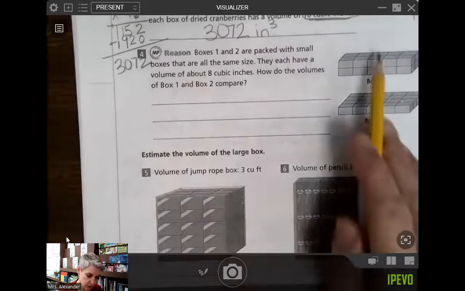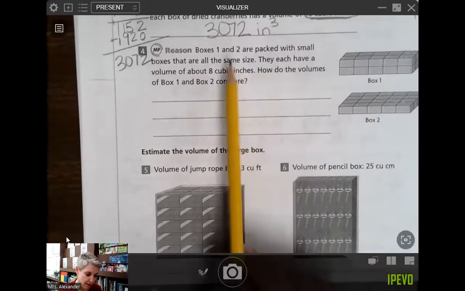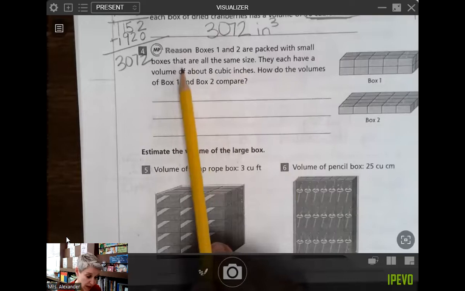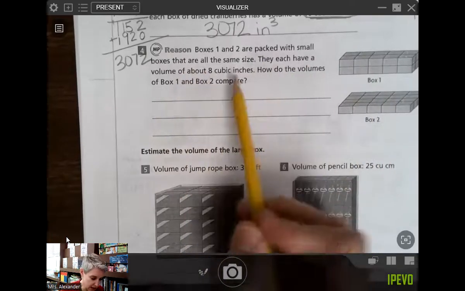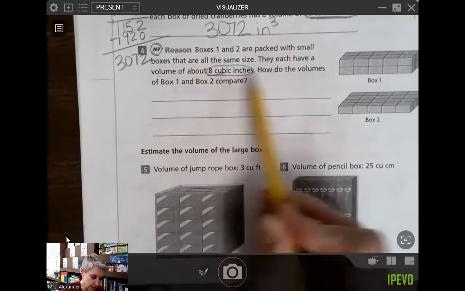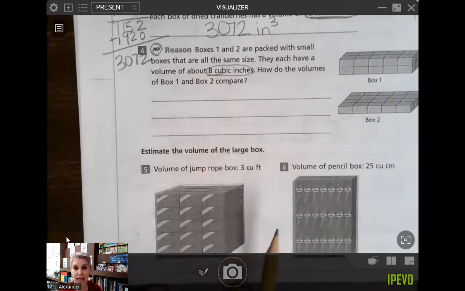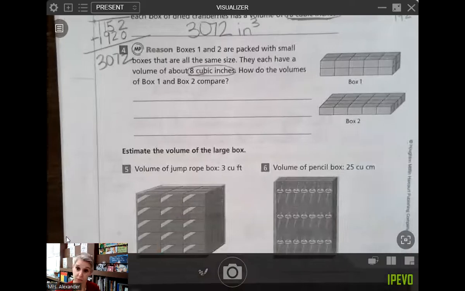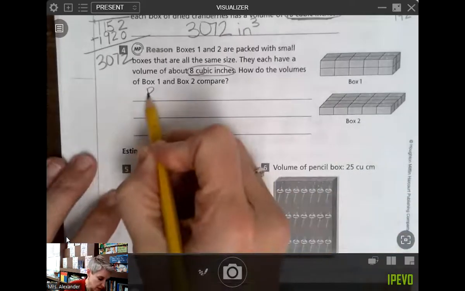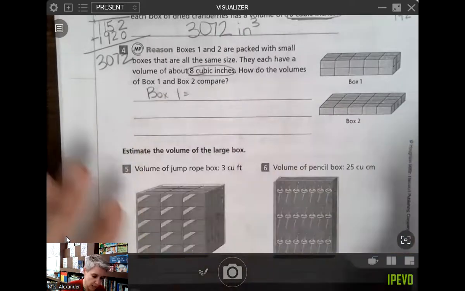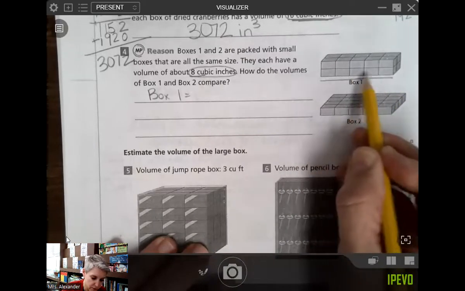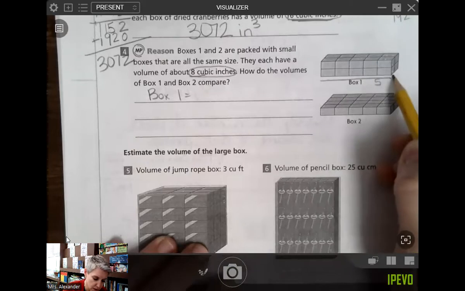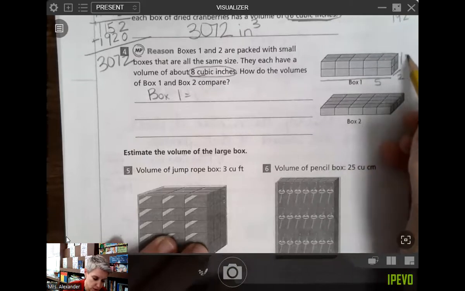Here, let's look at box one and box two. They are packed with small boxes that are all the same size. They each have a volume of 8 cubic inches. How do the volumes of box one and two compare? Let's look. If I'm looking at box one, how many little boxes are there? Well, it looks like one, two, three, four, five. There are two rows and two layers.